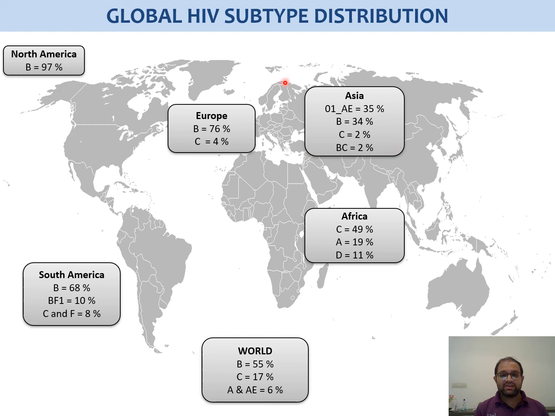The situation in Asia is quite interesting and quite diverse. For example, we have subtypes B and C as the main subtypes in our neighboring countries such as China and India. But in Pakistan, we have subtype A as the main epidemic type. Throughout Asia, subtype CRF01_AE, which is a recombinant form, is the major epidemic form.